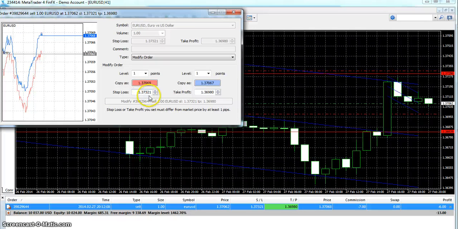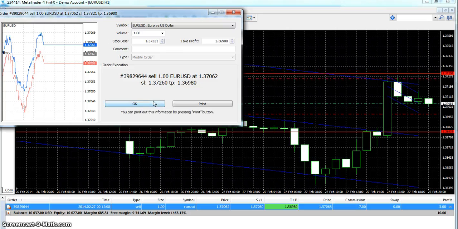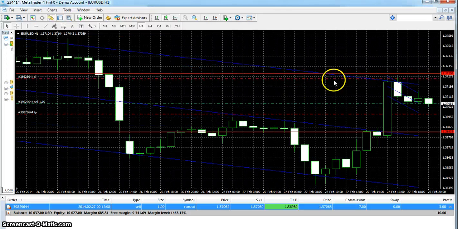Your stop loss, let's say if you only wanted to take a stop loss of $200, meaning you can only afford $200 to lose, well then you would want to put your stop loss at 20 pips higher than your sell. So 37.06, so we'd put this in at 37.26. Modify the order. Okay, there it is.